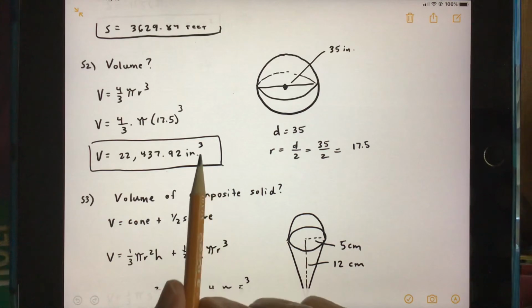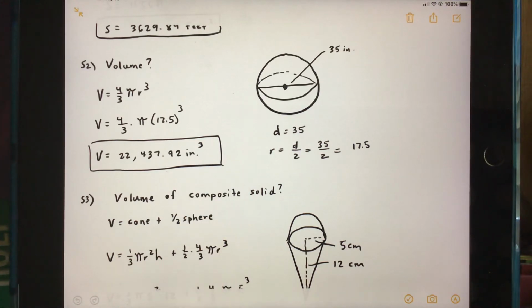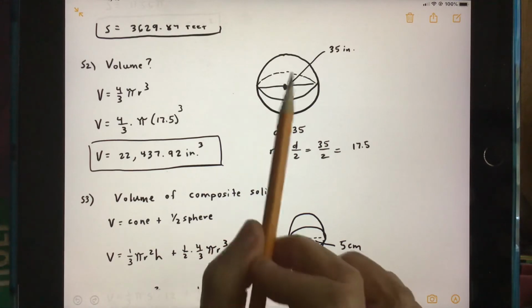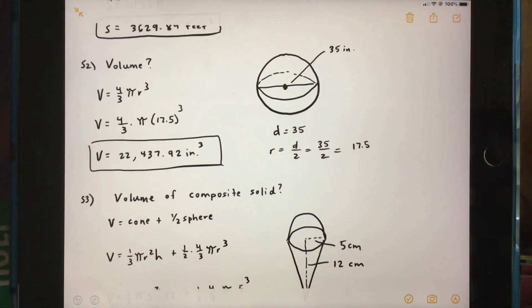And notice that my units are cubed, and that's because I'm literally counting how many cubes, all an inch by an inch by an inch, would fit inside of the sphere. There wouldn't be a whole number of them. There would be a little more than 22,437 of them that would fit inside of that sphere oh so nicely.